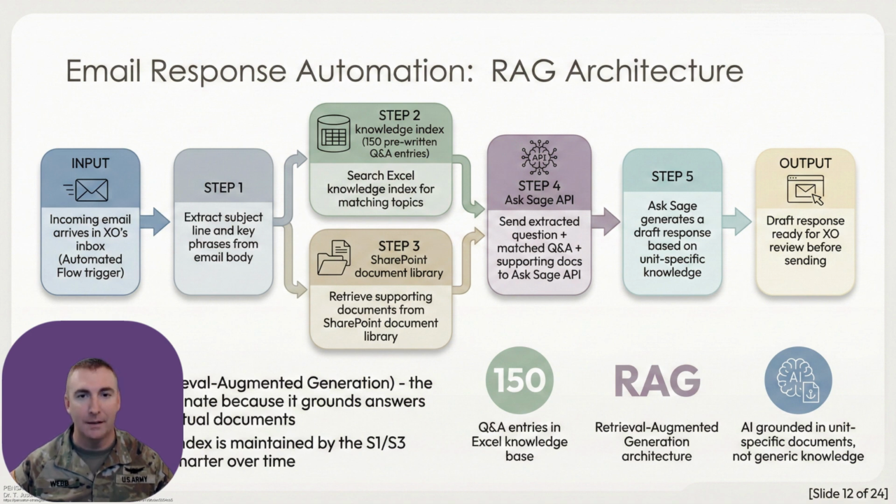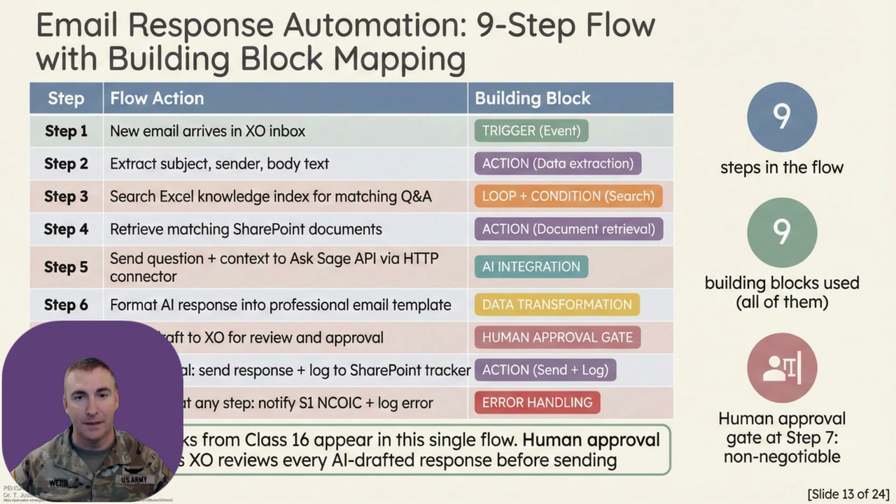This is RAG. The AI cannot hallucinate because it answers from your files. Now watch how all 9 building blocks show up in one flow. 9 steps. All 9 building blocks from class 16 in a single flow. Trigger, action, loop, condition, AI integration, data transformation, human approval gate, and error handling. Everyone present. The non-negotiable step is number 7, the human approval gate.